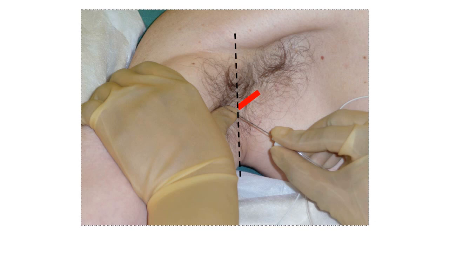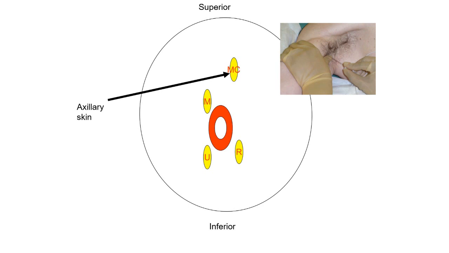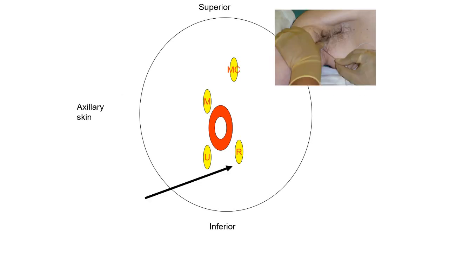Needle is then redirected to stimulate the musculocutaneous nerve, which will be seen by biceps stimulation. Needle is then directed underneath the artery to stimulate the radial nerve, which will be seen by finger extension. And lastly, the ulnar nerve is targeted, which will be seen as ulnar side flexion of the fingers.